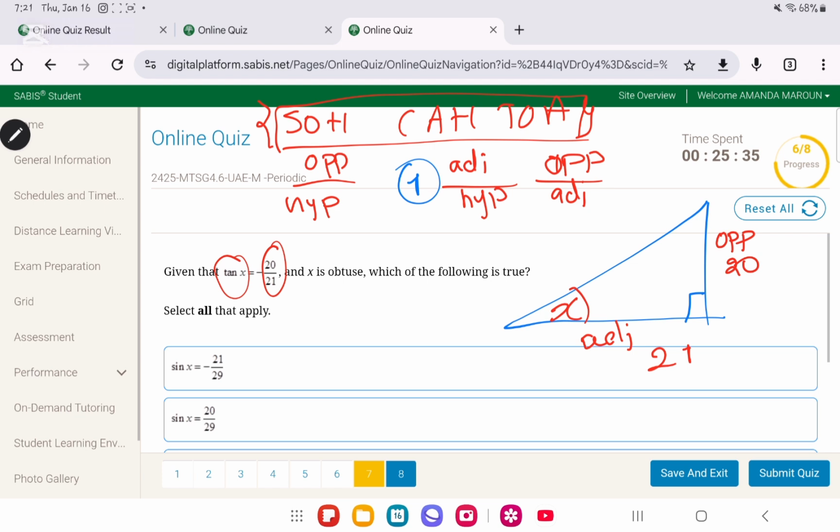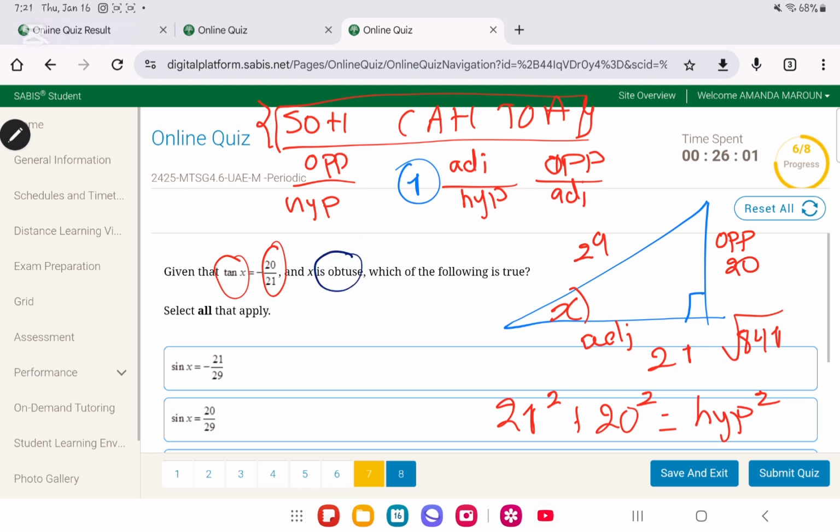Now you can apply the Pythagorean theorem. So 21 squared plus 20 squared is equal to the hypotenuse squared. So 21 squared plus 20 squared is going to be 841. So radical 841 is going to give us then 29. So the hypotenuse is then 29. Now, pay attention here. They said x is obtuse. What does obtuse mean? If we draw this graph over here, if you remember, all students try cheating.